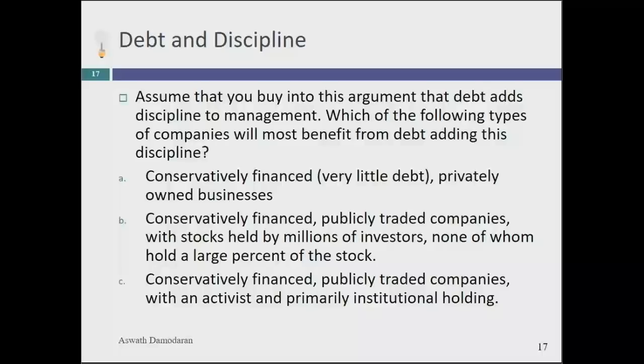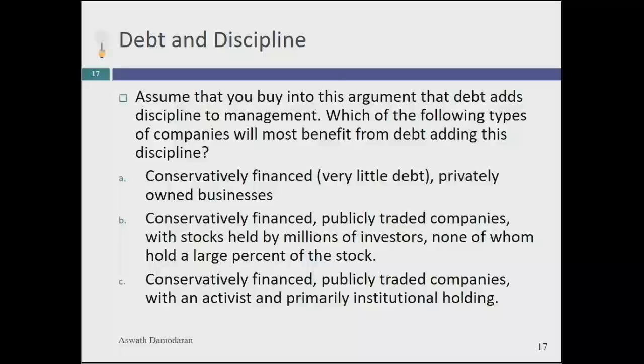Well, let's start with A. If you're a privately owned company and you need debt to discipline you, you got a serious problem. It's your money. If you're that self-destructive, nothing is going to save you. So if you're a privately owned business, don't talk to me about discipline argument. It doesn't make any sense. But between B and C, you see why B is a better candidate for debt? In C, there is a disciplining mechanism called Carl Icahn. He's looking over your shoulder saying, what the hell are you doing? Why are you taking that project?